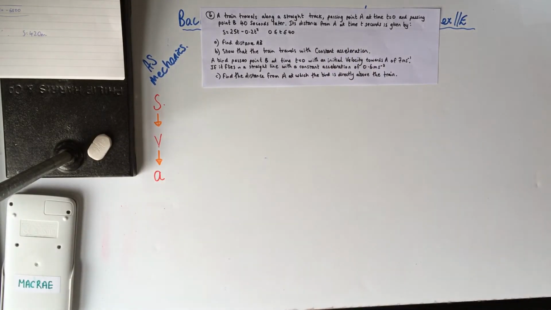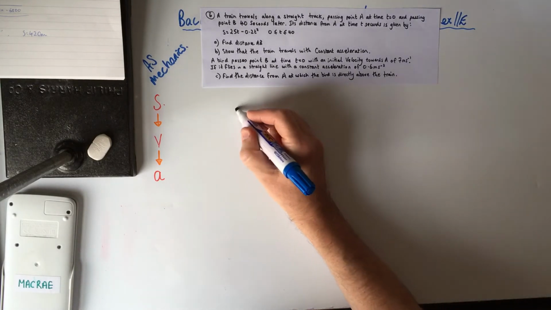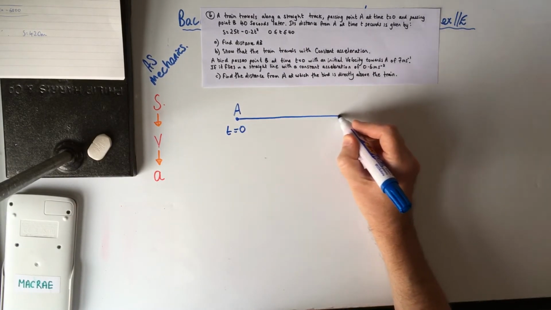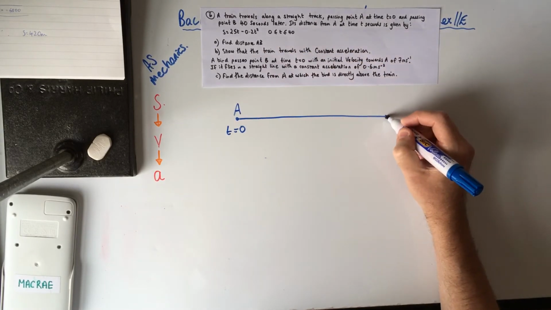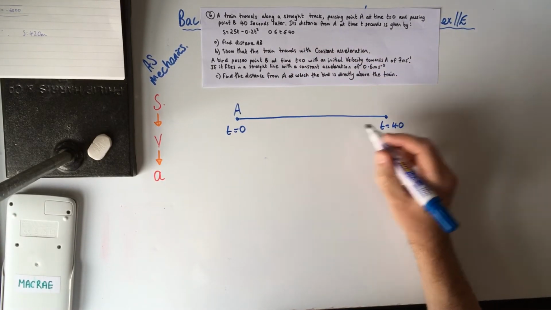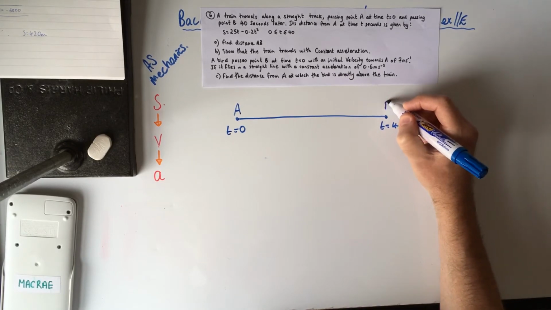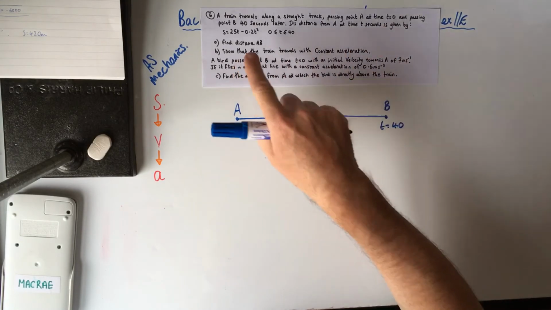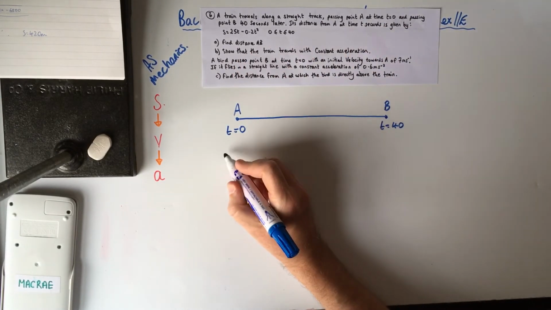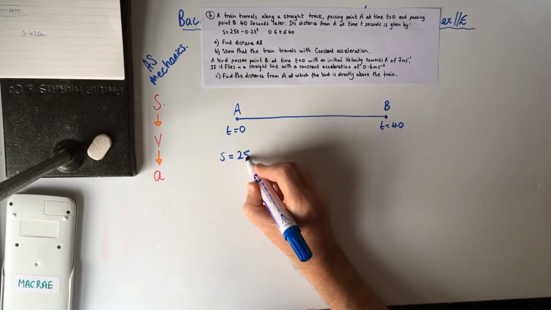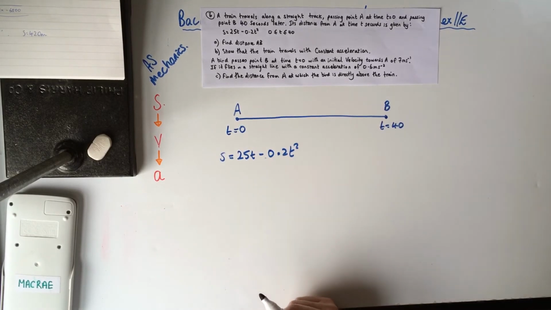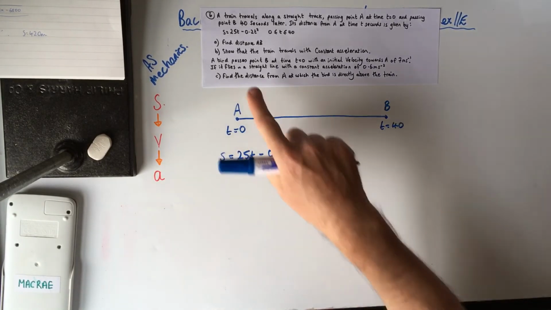Yeah, it is. A train travels along a straight track, passing through A at time t equals 0, and passing through point B 40 seconds later. Its distance from A is given by the formula: the displacement is 25t minus 0.2t squared, between 0 and 40. Find the distance AB.